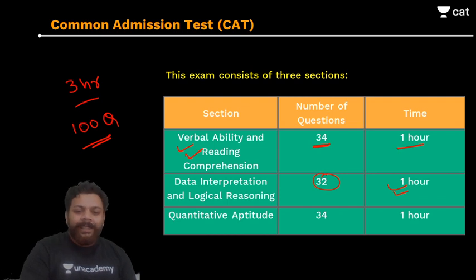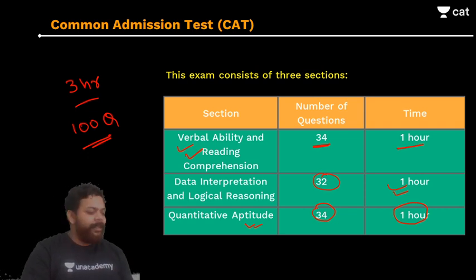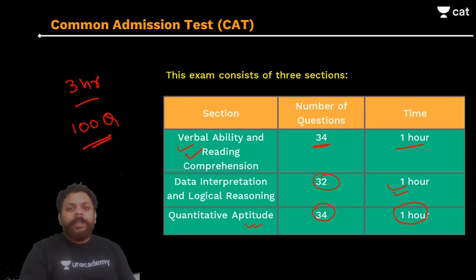Third section is quantitative aptitude, and there will be 34 questions, and you have to solve this one in 1 hour. So this is the last section. तो ऐसा नहीं है कि last section है तो you can solve it. Actually in the last section somewhat pressure is there.